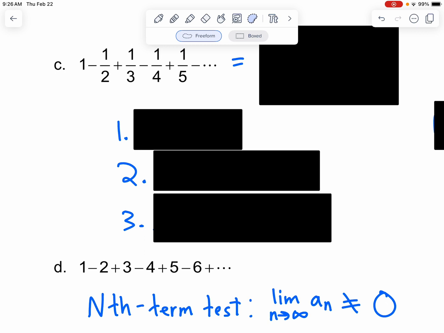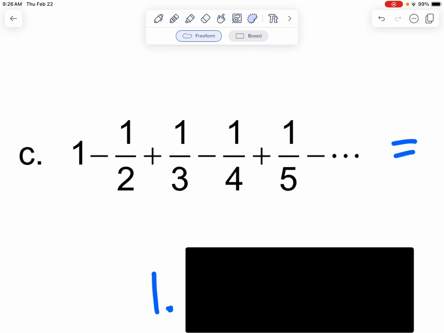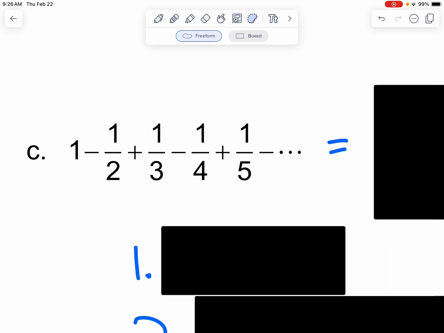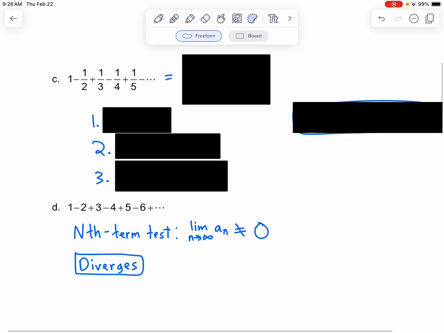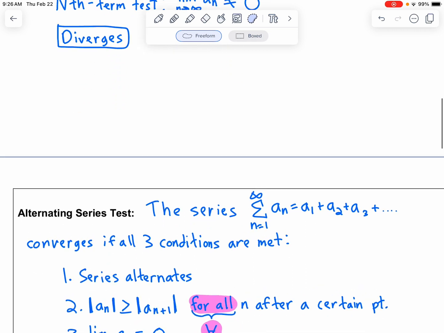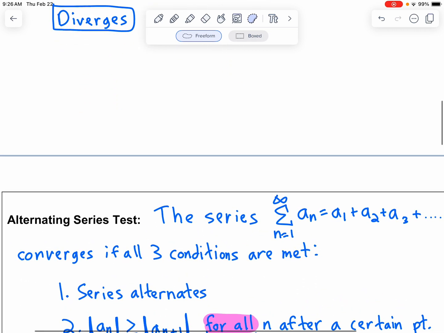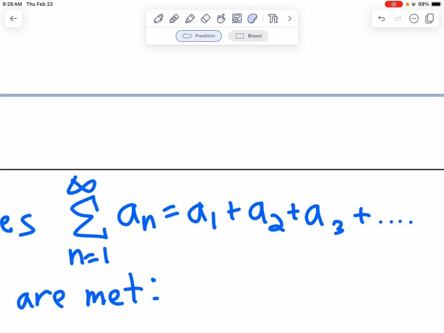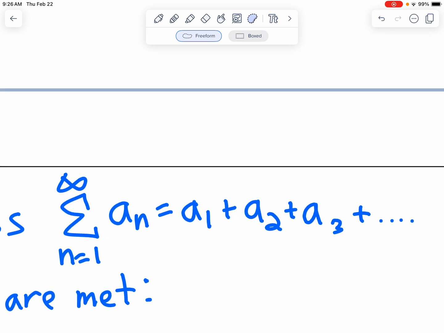Okay, so what about C then, right? This one is alternating, and so this is going to bring us to something new here, but it also involves what we did on D, which is the nth term test. So let's talk about our new test for today, the alternating series test. So here's what it says. If I have some series, and so I'm writing it out here in sigma notation, we're saying this starts at n equals 1 to infinity.